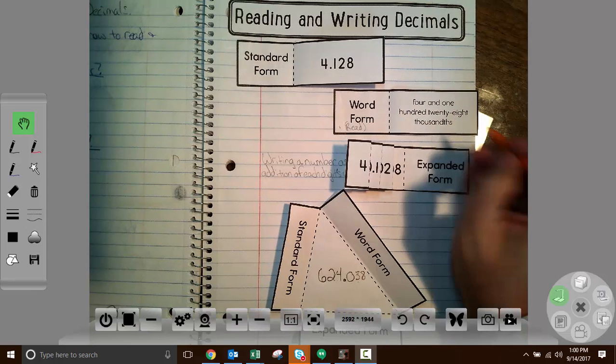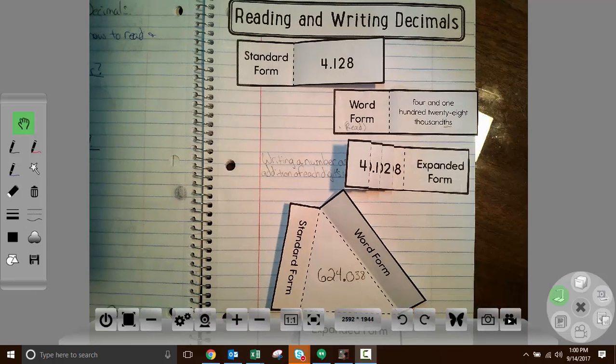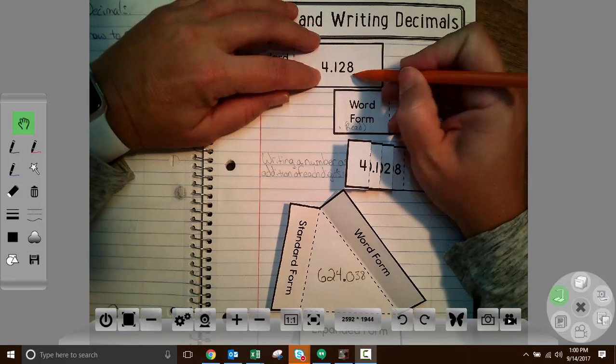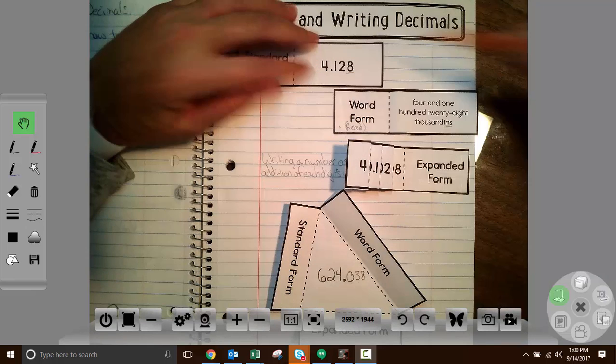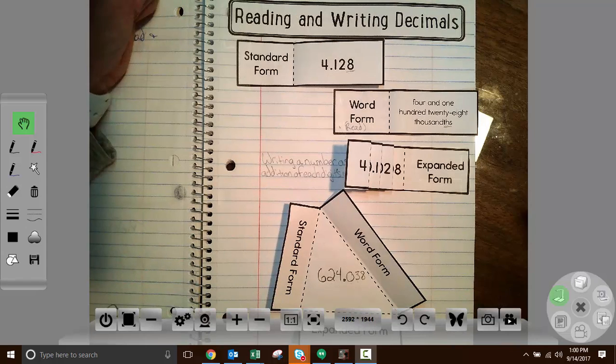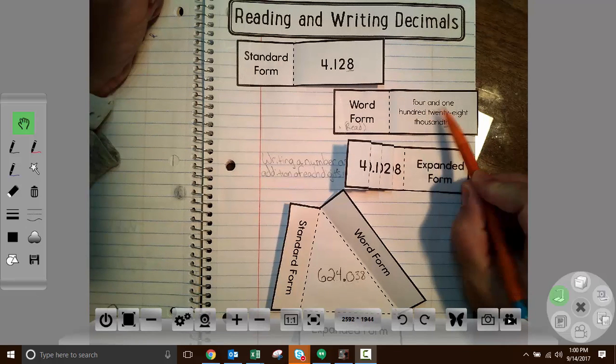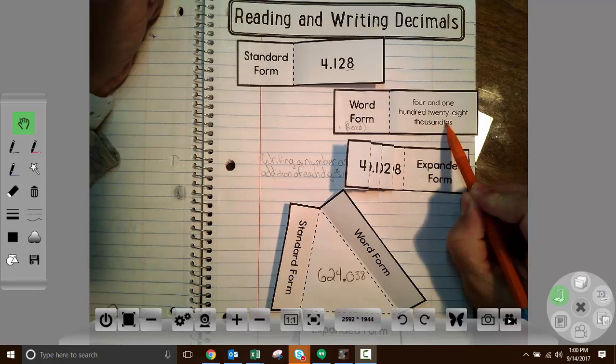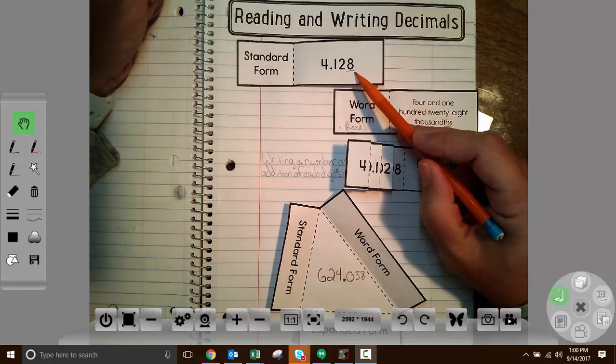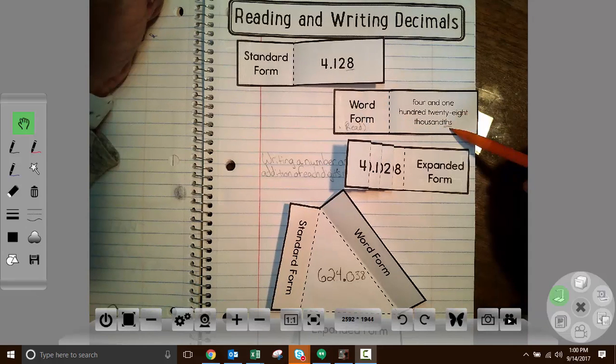Students are really struggling with their decimal place value and how to say a number and how to write it. Please remind them that whenever you're reading a decimal, the last digit in the decimal, you have to know what the place value is, because when you read the decimal, you are calling out that place value, like we do here, 4 and 128 thousandths. The last digit is in the thousands place, so you have to say thousandths.